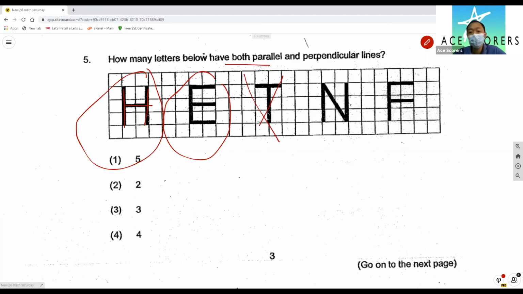You must have both parallel and perpendicular. This one only have perpendicular, no parallel. Don't have parallel, yeah? So here parallel, no perpendicular. This one also have parallel and perpendicular. So the answer is 3. There are 3 of them with parallel and perpendicular line.